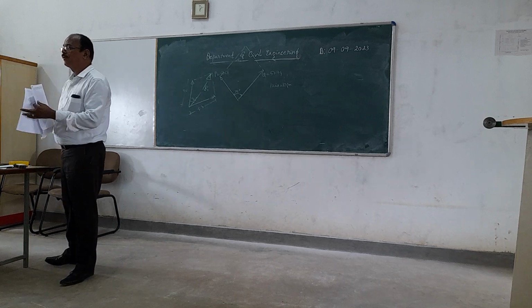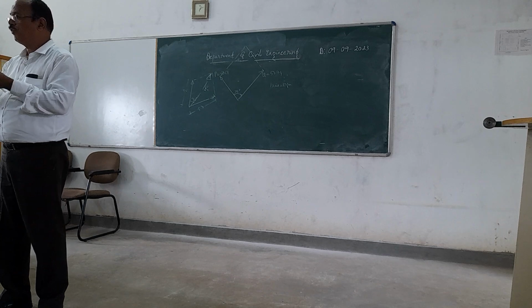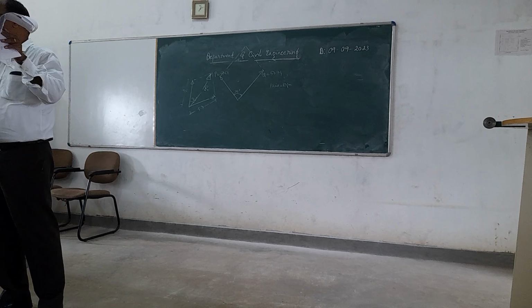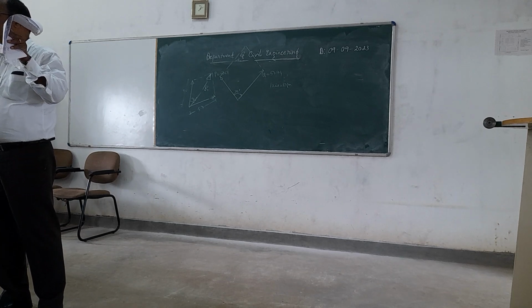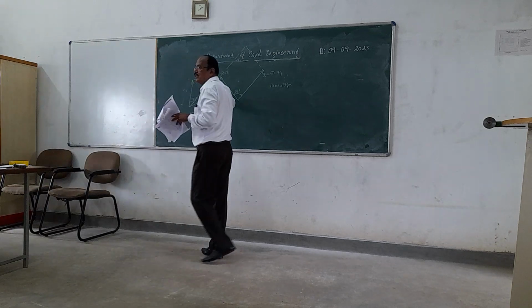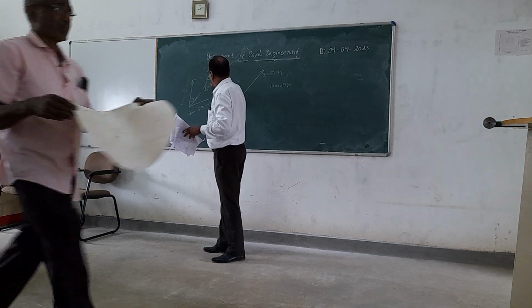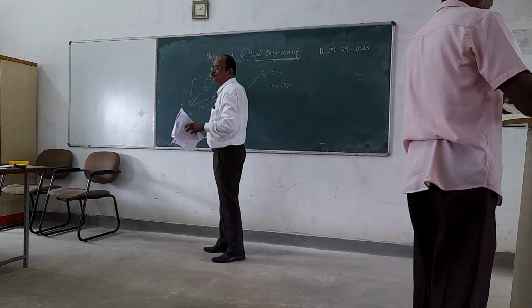Equal to 8.9. See here we have applied the law of 101 point something. Now this is the equilibrium. Now the resultant of these two forces is how much? 8.9, that is, 80.9 grams.